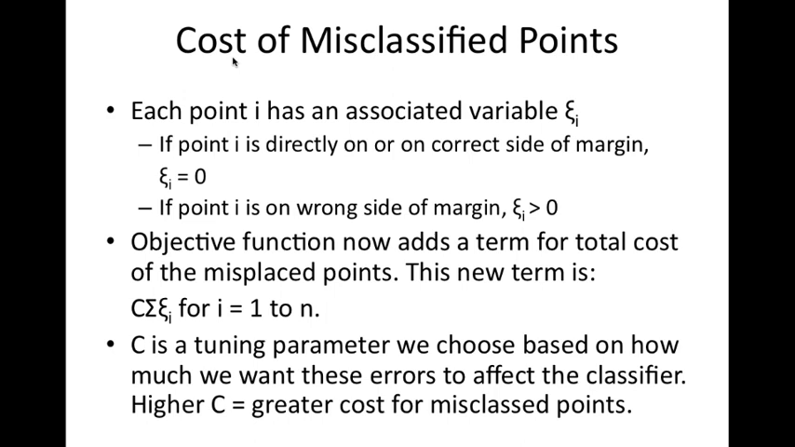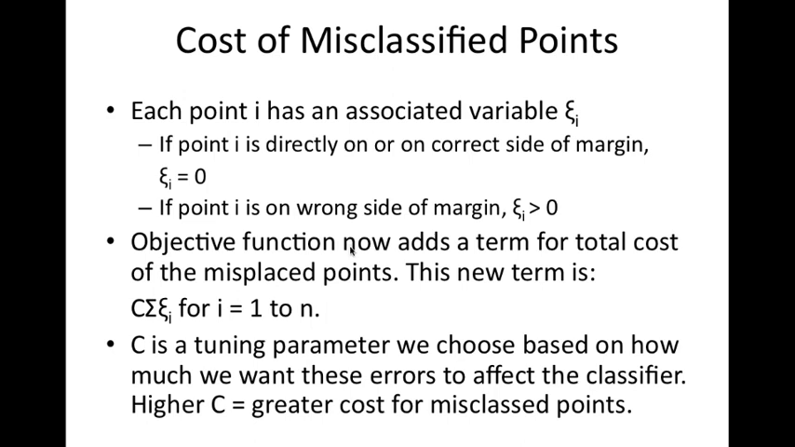So we're going to introduce a cost for each misclassified point. So each point i has an associated variable xi sub i. That's going to be basically the cost for that point. So if point i is directly on or on the correct side of the margin, there's no cost. That will just always be 0. So no matter how far on the correct side it is, that's just no cost. But if it is on the wrong side of the margin, then that value is going to be greater than 0, and it's just going to go up from there, depending on how far it is.